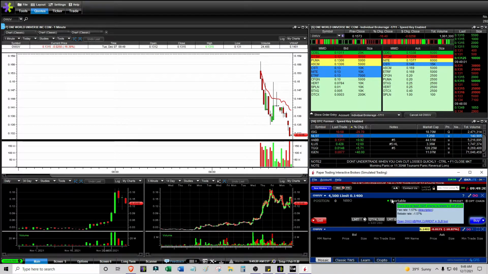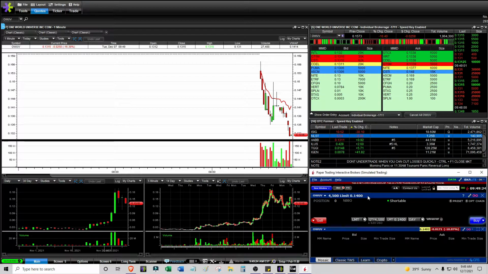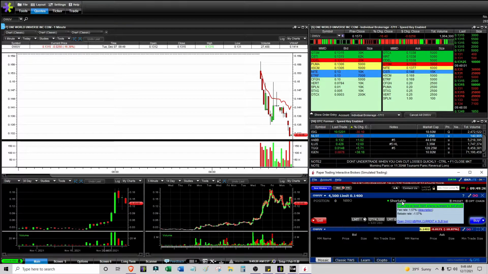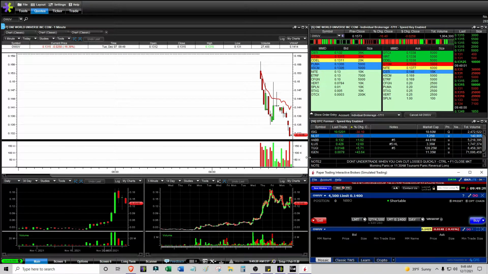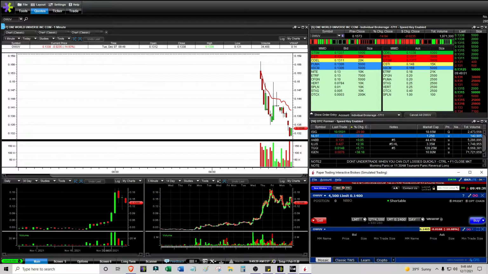So that's one thing Interactive Brokers does have. They do have a lot more stocks available to short, but yeah, this is really dumb. I don't even know what that message means, but if that's going to be a thing in the real accounts, then I might as well just stick with Fidelity.